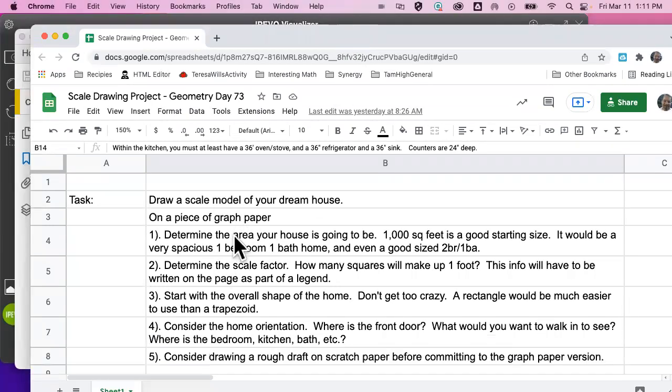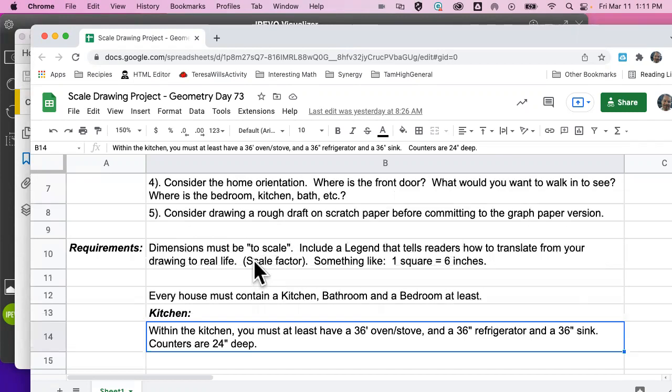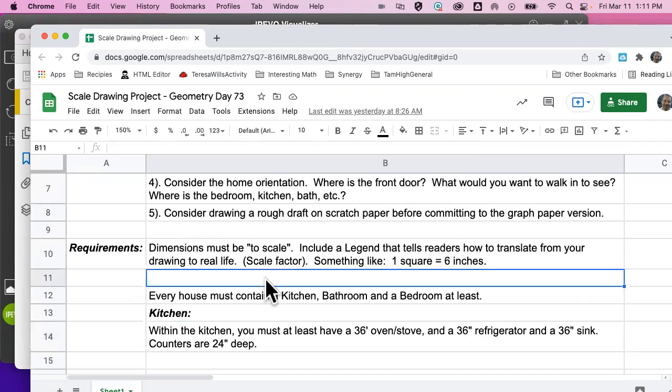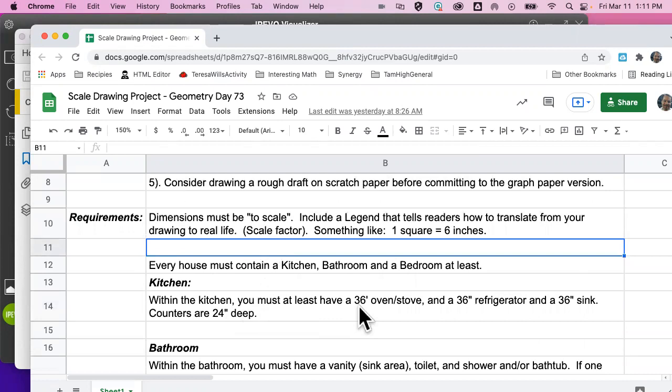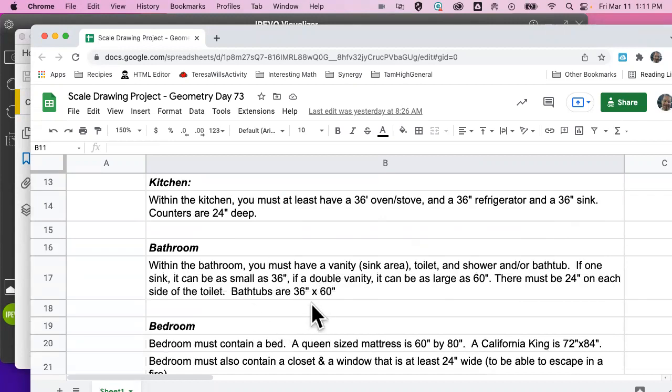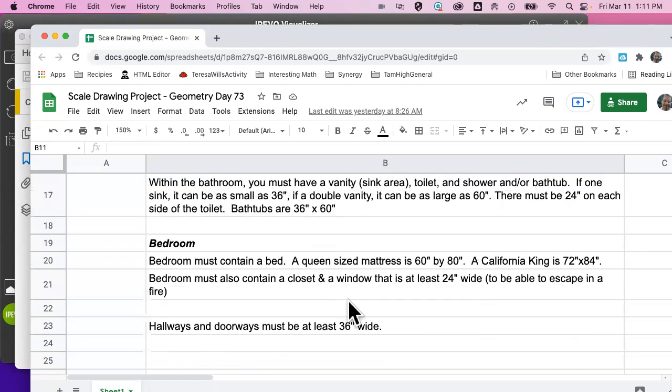So here's the task. You have to draw it on a piece of graph paper, make it to scale. The requirements are that everything be to scale. Within the kitchen, you need a stove or oven that's 36 inches wide. Refrigerator 36 inches wide. Sink is 36 inches wide. And the counter depth, in other words, if you're standing at the counter, how far till the wall is 24 inches. You need a bathroom with these components. You need a bedroom with one of these 2 beds.